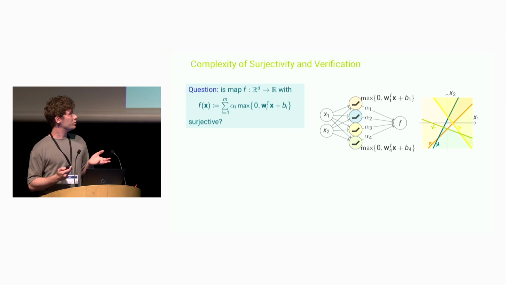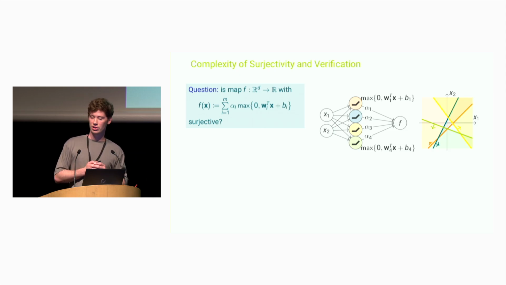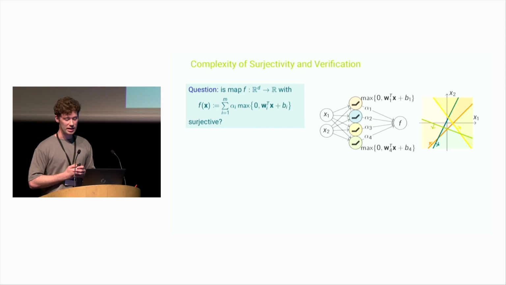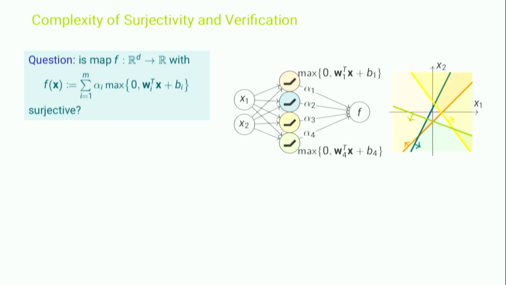The first thing that we can notice is that the question of surjectivity does not make sense for a single ReLU layer, because we only have non-negative outputs, so the map can never be surjective. So we study this for a slightly different architecture where we have an additional output neuron that is simply a linear combination of the ReLU neurons. So now the question is, given all these weights, the input and the output weights, is the map surjective? So does it attain the whole real line?